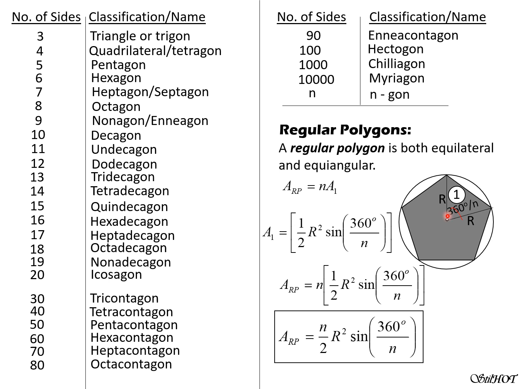So the area of a regular polygon is n times area 1, and area 1 is 1/2 R squared sine of 360 degrees over n. So the area of the regular polygon, one formula, and I hope that this is the formula that you're going to memorize, or that this is already part of your system, is n over 2 R squared sine of the quantity 360 degrees over n.